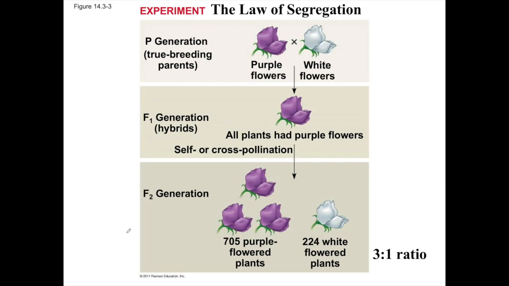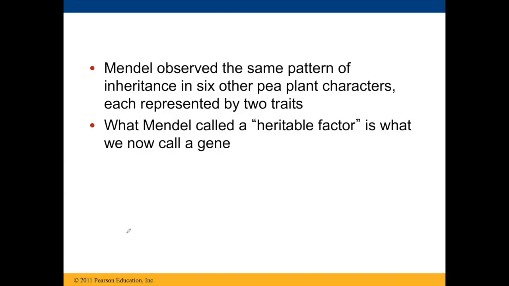Okay, so the next thing that Mendel wanted to determine is this pattern of inheritance that he's seen, 100% dominant in the F1, a 3-to-1 ratio of dominant to recessive in the F2. Is that pattern of inheritance specific to flower color, or is it more general? Would it apply to any character, or what we now call any gene that he observed? So Mendel didn't stop with just flower color.